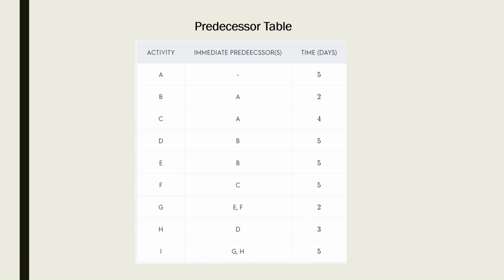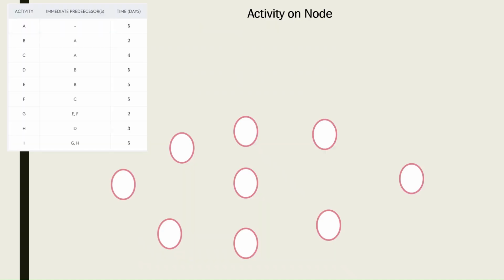Immediate predecessors are nothing but showing the dependencies and the time. So to complete the activity from B to A, it requires the duration of 2 days. C to A requires the duration of 4 days. So in such a way the different activities have their durations. Now next is the activity on node.